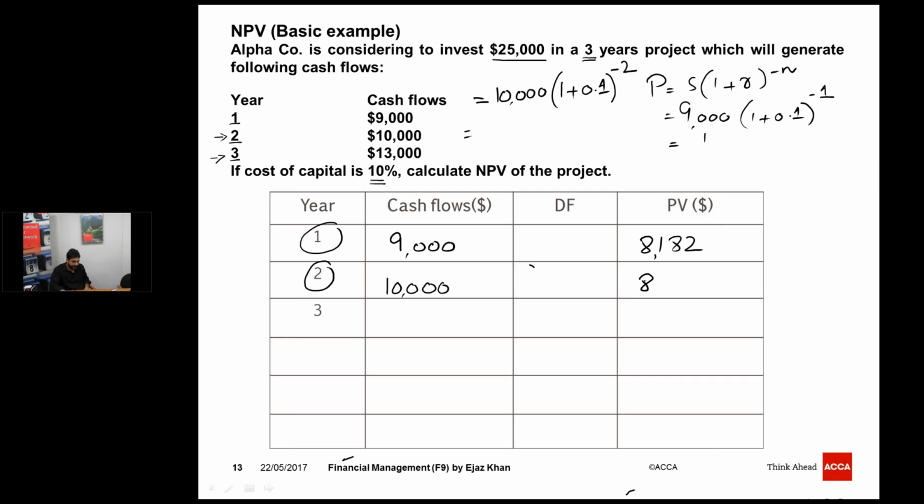It will be 8264. So Alpha Company, if it is going to receive $10,000 only after year 2, should not invest more than $8,264 if it requires a return of 10%. Similarly, we'll calculate the present value of the $13,000 in the same way.